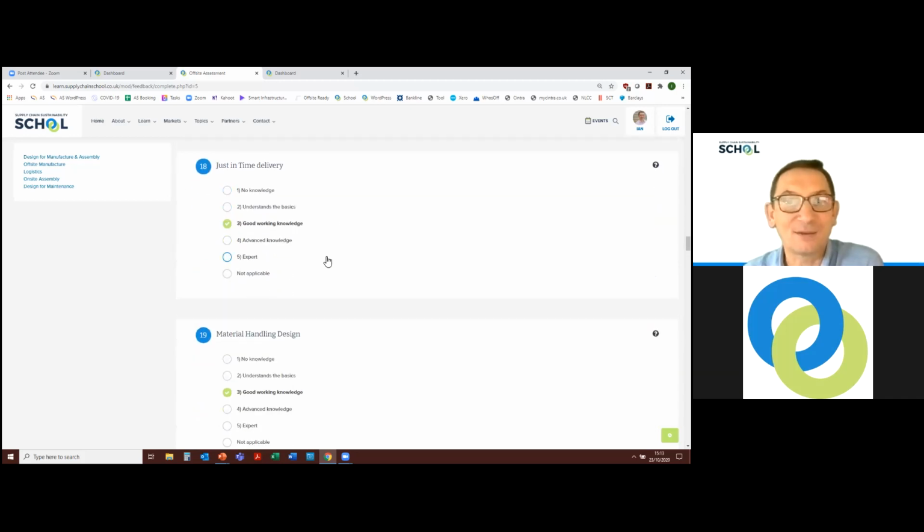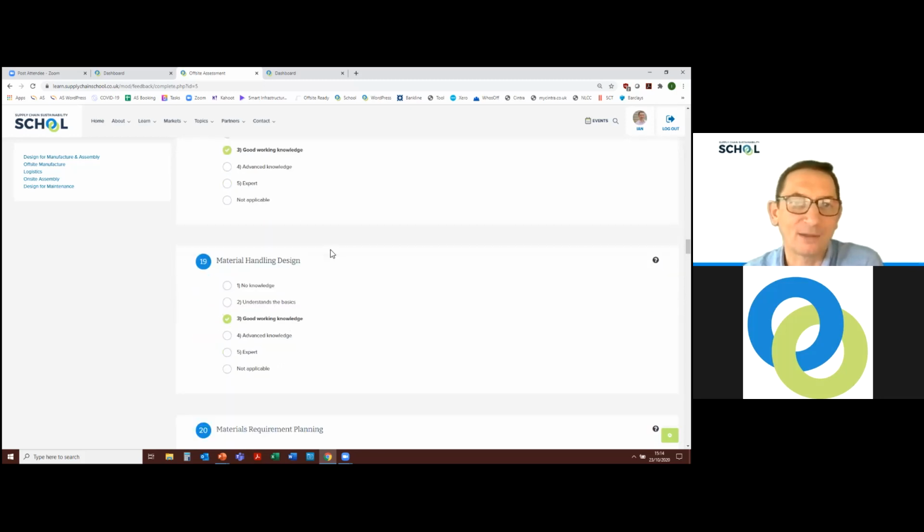Moving on, what do I understand about just-in-time delivery? Got site assembly staff. They can't be waiting around for deliveries to site. We need to make sure we've got a constant delivery to site. Can't be waiting for modules being delivered late, because we then just stack up. We've got to make sure that the site staff are efficient, so we need a good working knowledge about just-in-time.